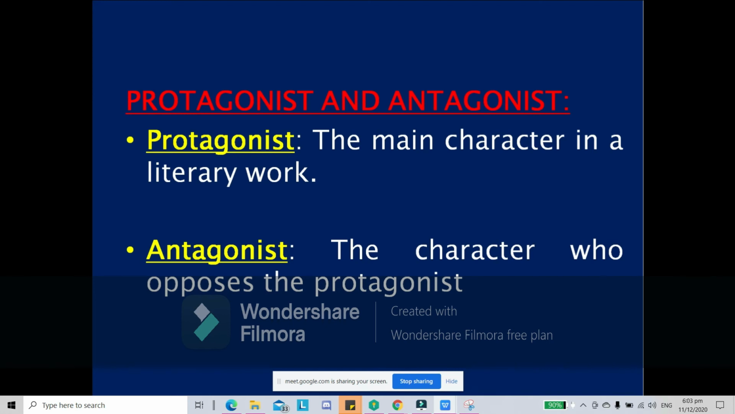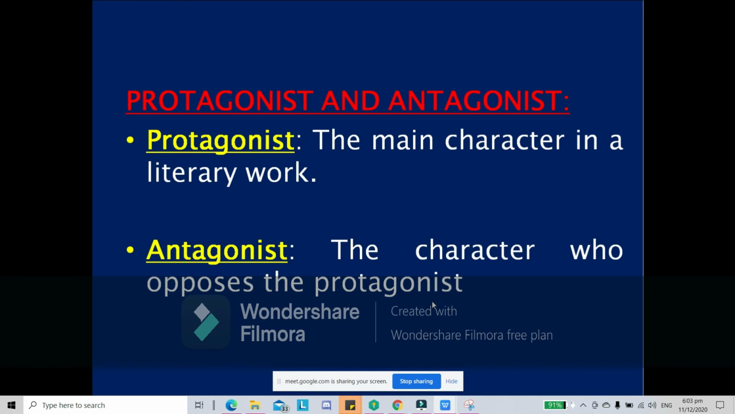Okay, next is point of view. Point of view is the angle or perspective from which the story is told, or who tells the story. Is it first person or third person point of view? In first person, the main character himself tells the story of his journey. In third person, there is a narrator who tells the story about the characters.